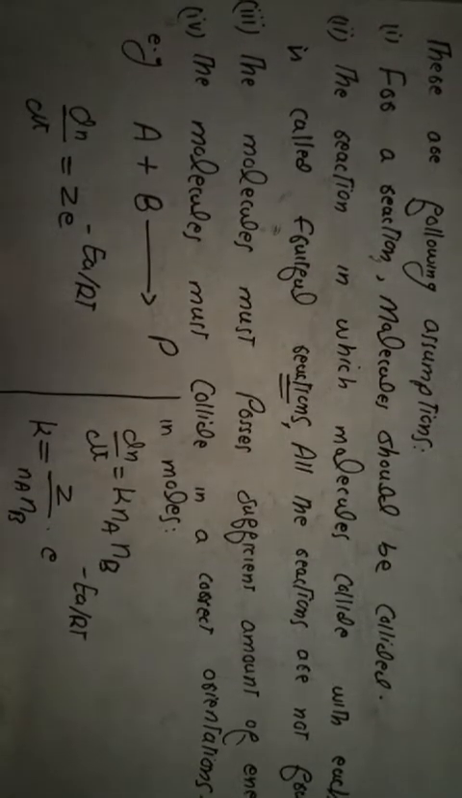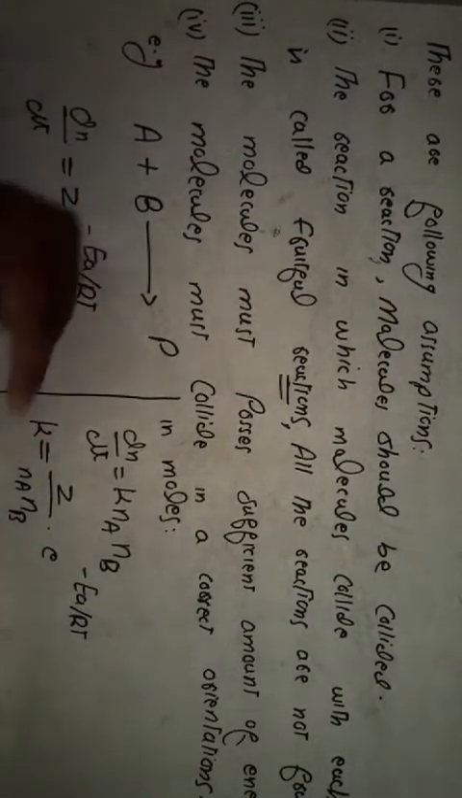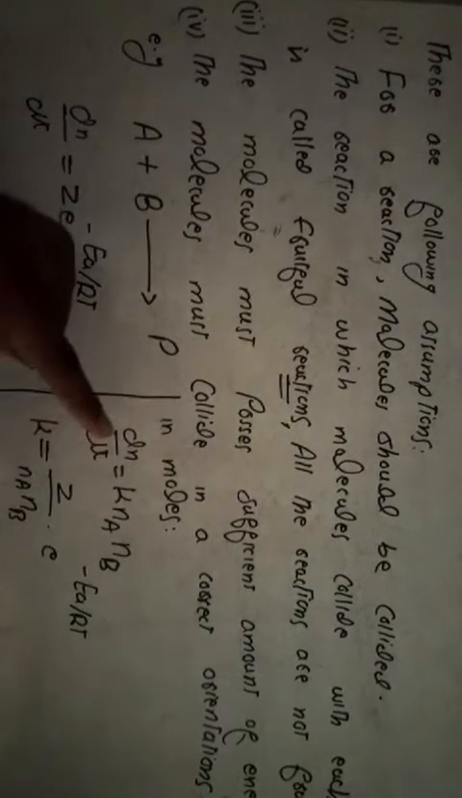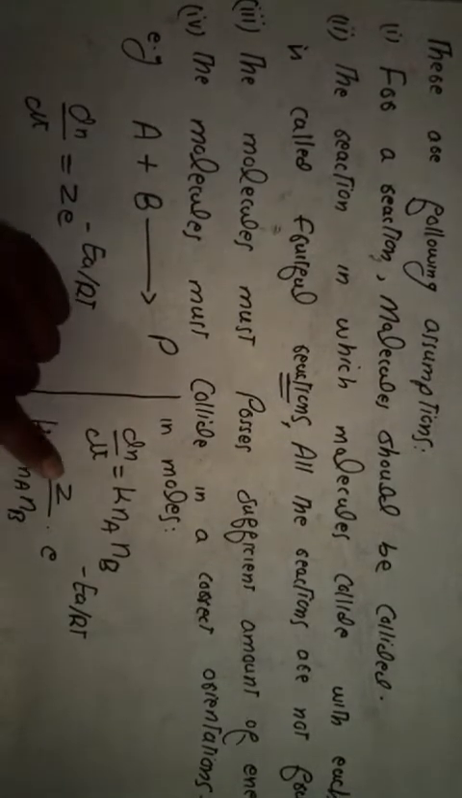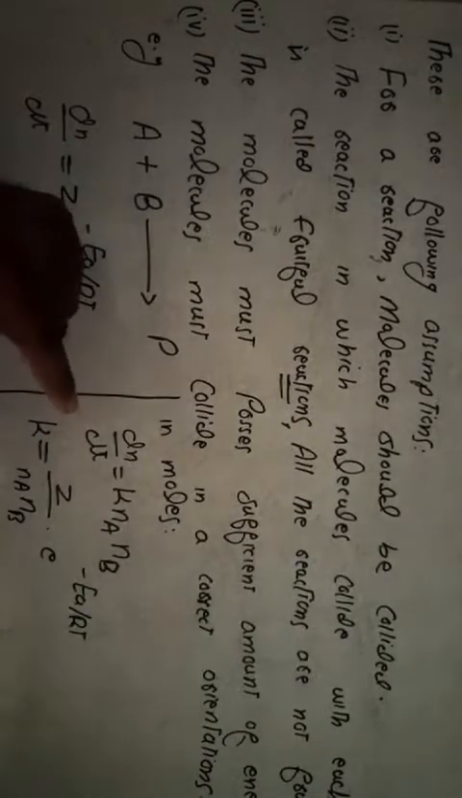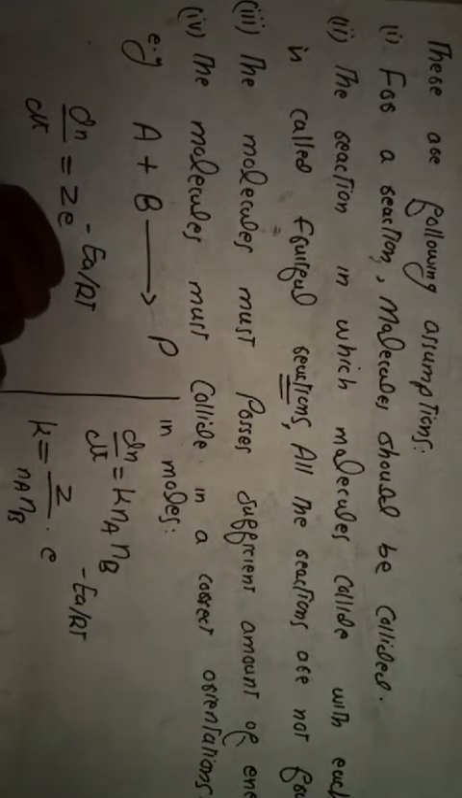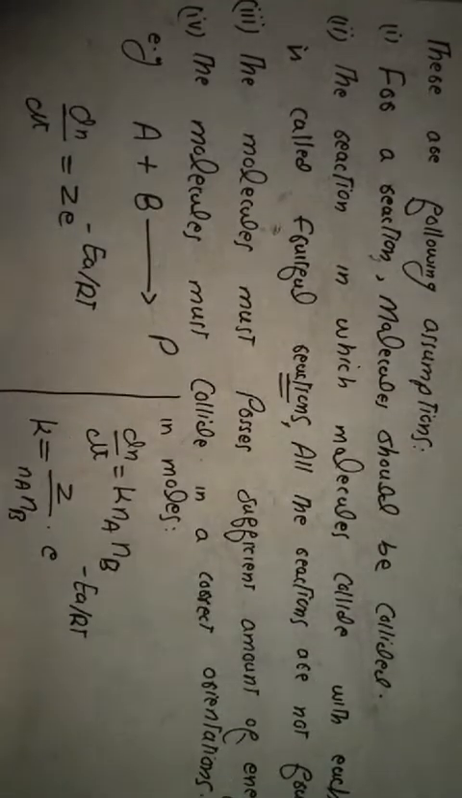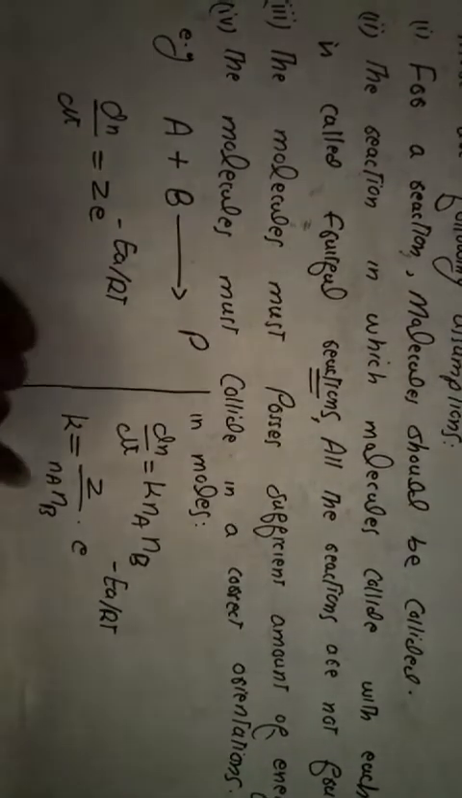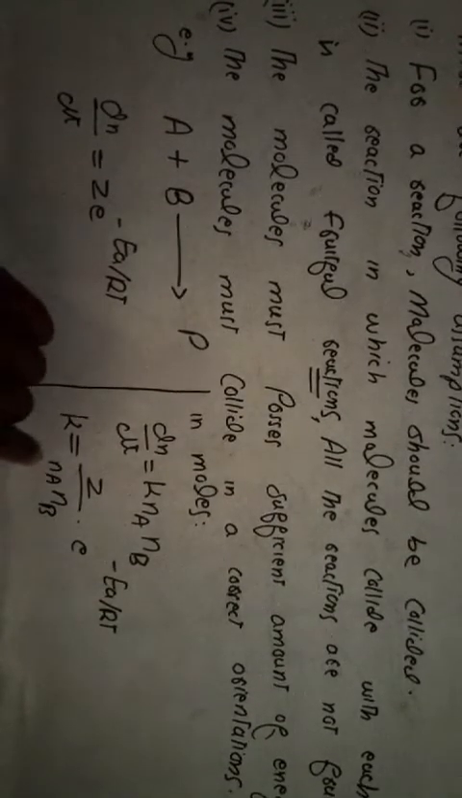If we write this equation in terms of the number of moles of reactants A and B, suppose the number of moles of reactant A is Na and of reactant B is Nb. Then the rate of the reaction can be written as dN over dt equals k times Na Nb. So k equals Z over Na Nb times e raised to the power minus Ea over RT. This is the final equation of the bimolecular collision theory.